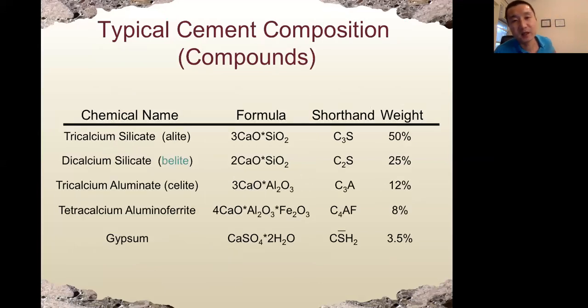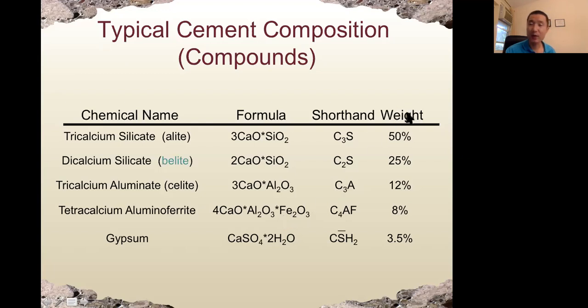The major compound, by the way, is a combination of 2 or more types of oxide. For example, tricalcium silicate is 3 parts of calcium oxide with 1 part of silica oxide, and the shorthand is C3S. And we also have C2S, which is dicalcium silicate, C3A, tricalcium aluminate, and C4AF, which is tetracalcium aluminate ferrite. Tetra means we have 4 parts of calcium oxide with 1 part of alumina oxide and ferric oxide.